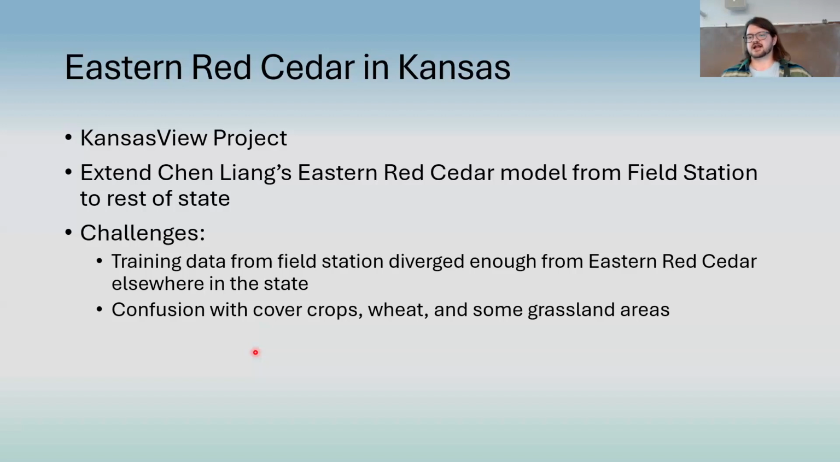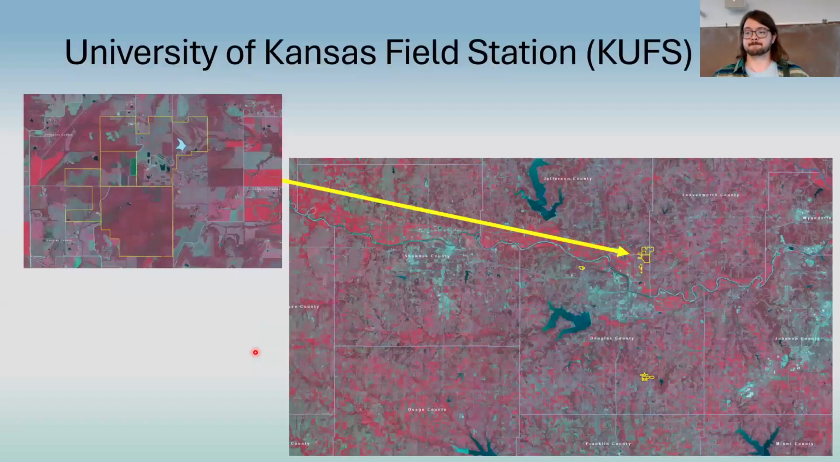And we also had a lot of confusion with cover crops in some grassland areas, though it distinguished well between deciduous trees. So it seems fairly easy to separate Eastern Red Cedar, maybe conifers in general, from deciduous tree cover, but grasses, alfalfa, that's another matter. So now we're going to take a look comparatively between a few different of these data sources and false color images at the field station.